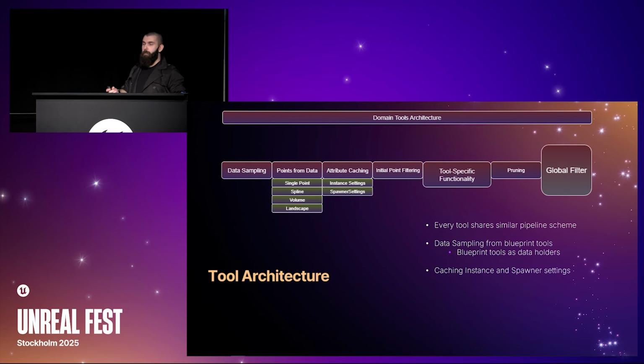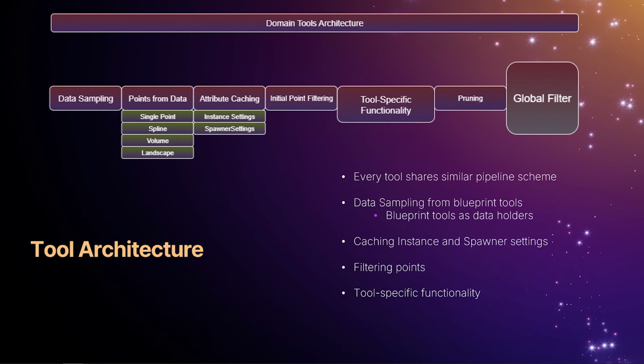And then we go through the self-pruning, or in case of an ecotope, we go through a hierarchical kind of pruning. And then we go through a global filter, and we then have your spawned meshes. Now, this is pretty much it about the domain tool.